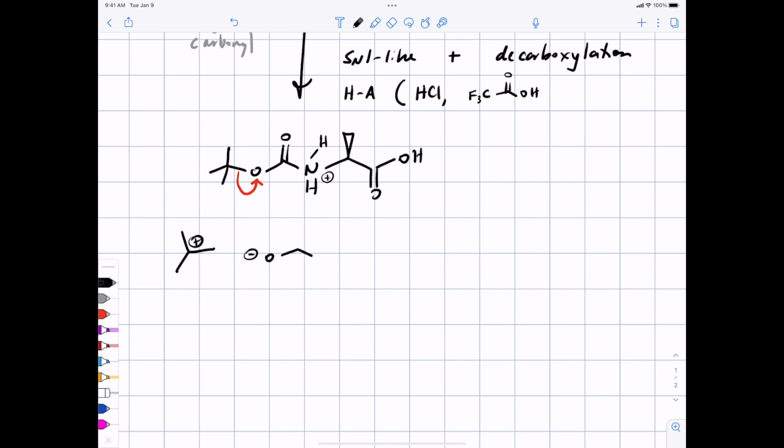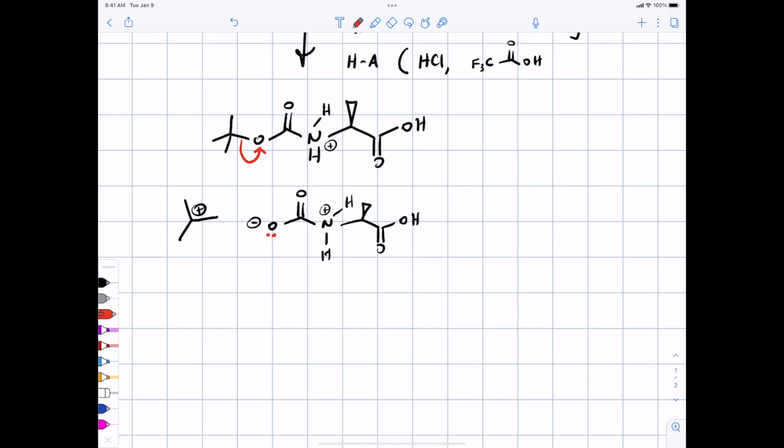What you're left with then is this. I guess I'm showing you one of the possible mechanisms. This intermediate can do a decarboxylation reaction to give you the neutral amino acid.